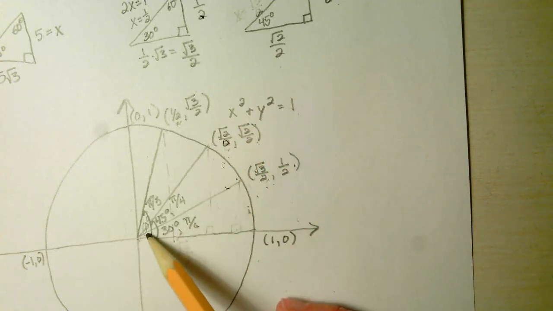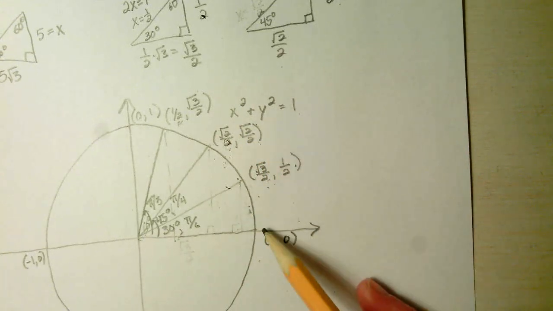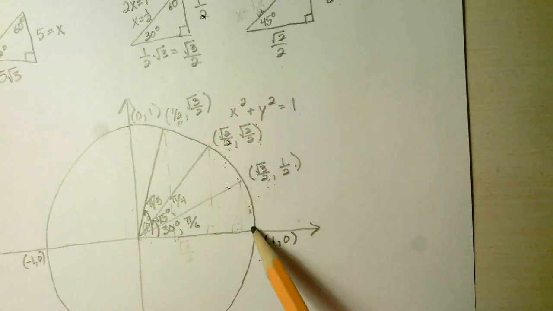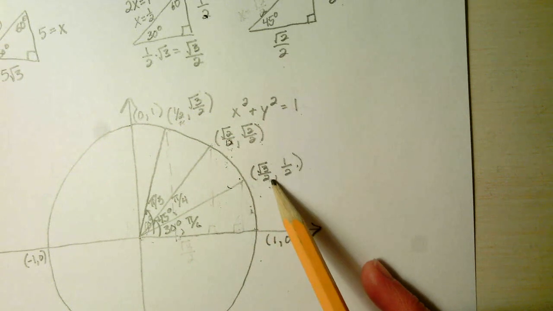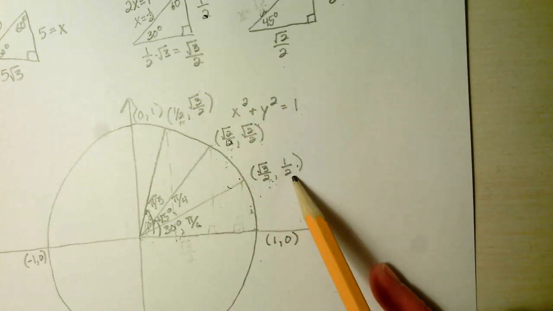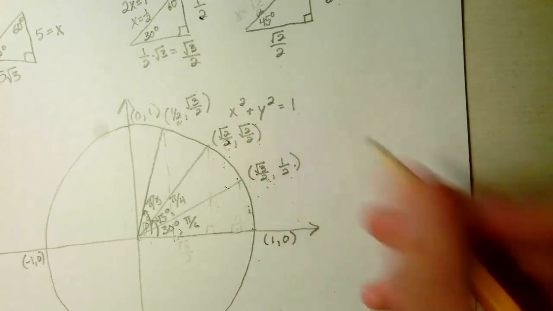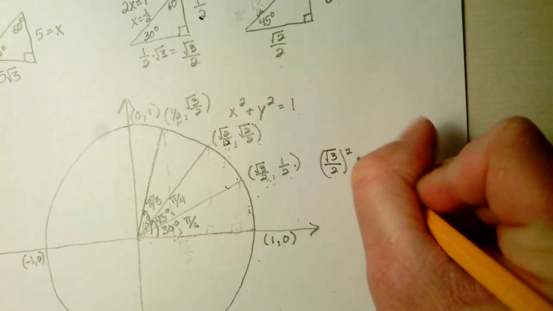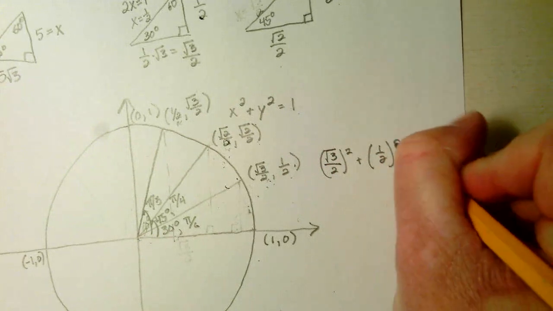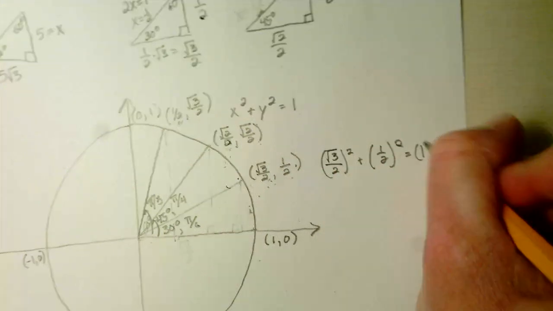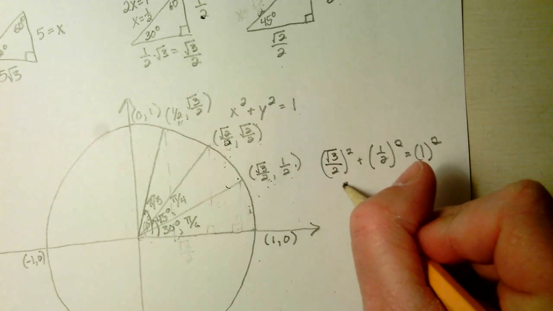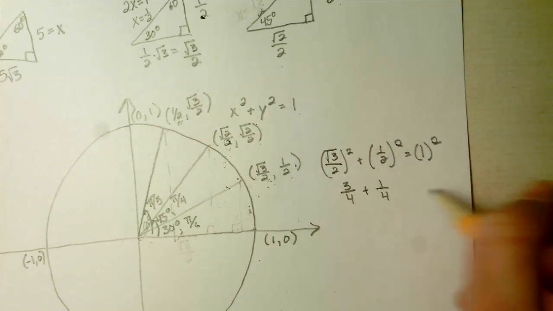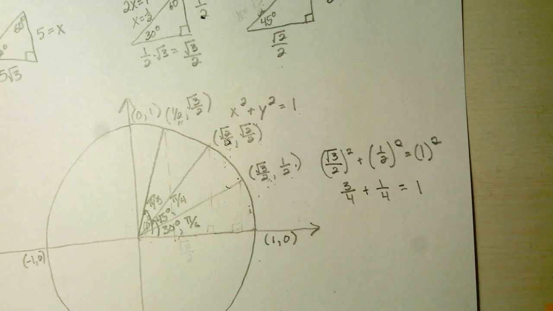Okay, and if you think of it, it should, because it's the Pythagorean theorem, right? We drew in these right triangles inside of the circle. And so if we take the x value and square it, plus the y value and square it, we get 1. So let's check this here. Square root of 3 over 2 squared plus 1/2 squared. We want to see if that's equal to 1 squared. So this is 3/4. This is 1/4. Is that equal to 1? Yes, it is.